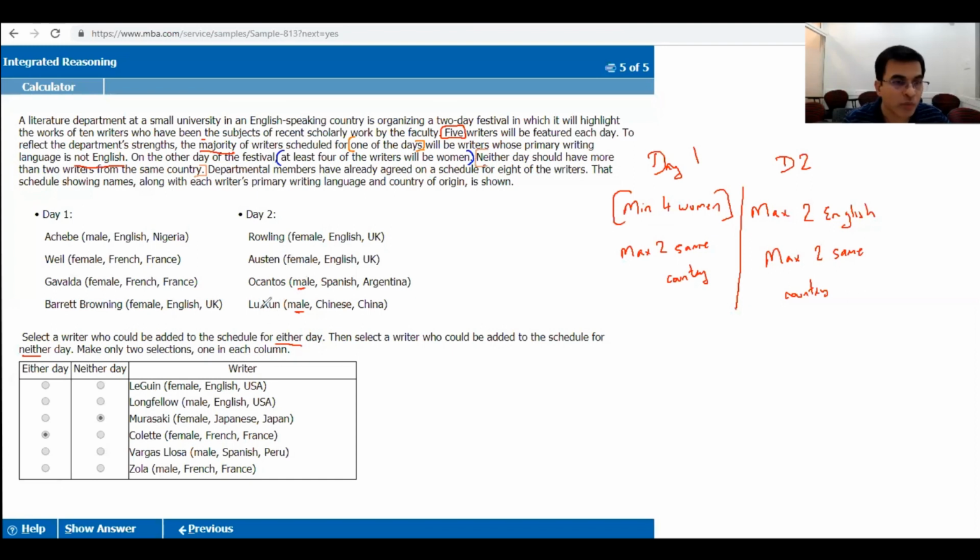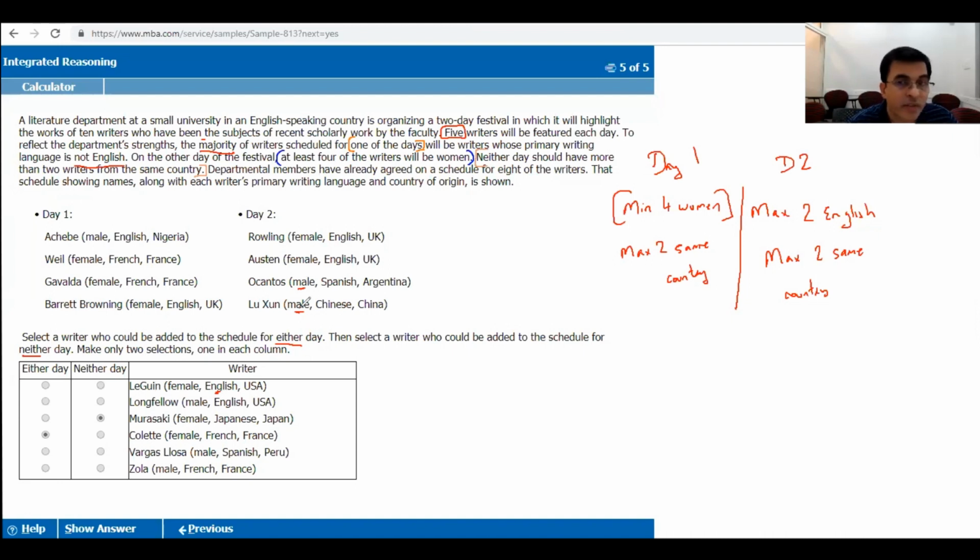Can she go on day 2? If she comes on day 2, the condition is max 2 English. That gets violated because she is also English, and you already have 2 English. So there's no way we can put an English person on day 2, which means she can go on day 1, she cannot go on day 2. What we want to mark is either day, which means she can go on both the days effectively, or neither, which means she just can't go. But in her case, it is 1 each, so she will not qualify to be an answer.